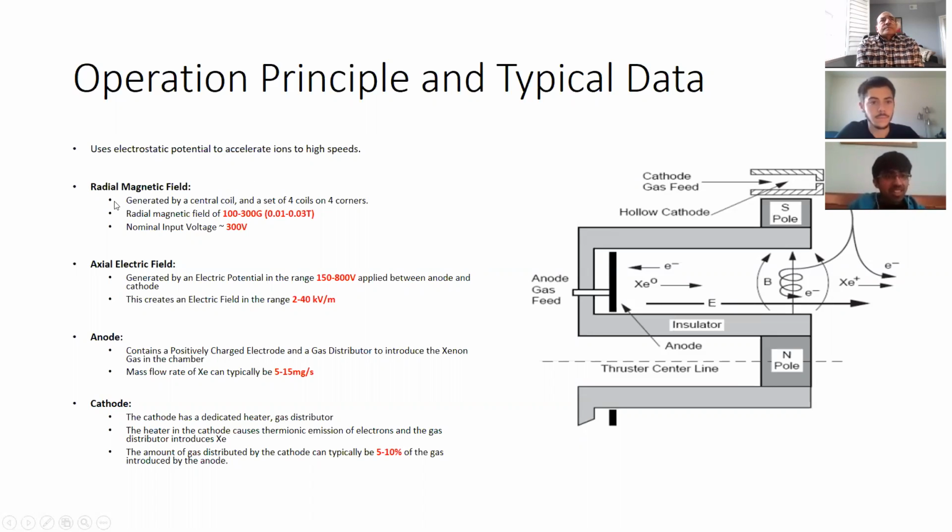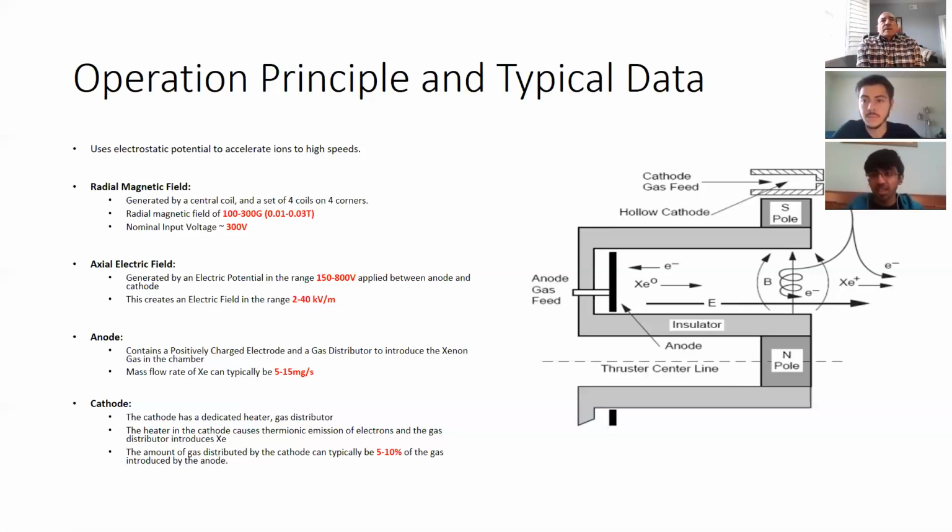So now continuing, the next points are the most important 2 points, which are the radial magnetic field and the axial electric field. The radial magnetic field is basically generated by a central coil, as I said, and a set of 4 coils on the 4 corners to give the other pole. This magnetic field is of the order of about 100 to 300 Gauss, that's about 0.1 Tesla. These numbers will be useful because I'll be putting them into COMSOL directly. All the numbers that I'm currently giving are based on literature.